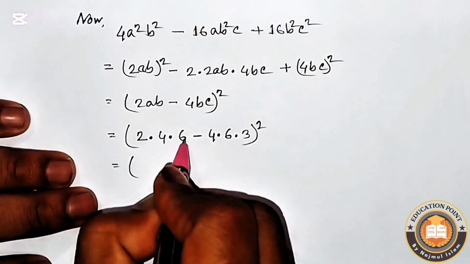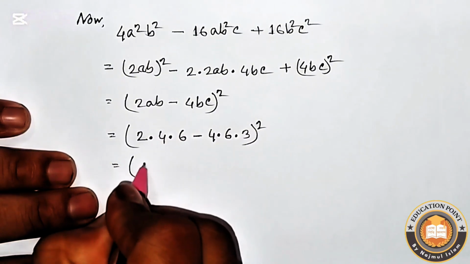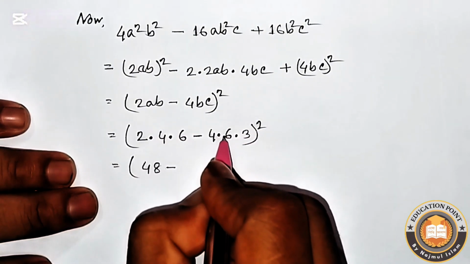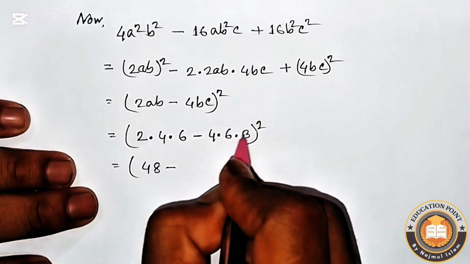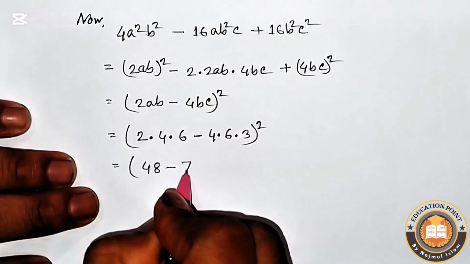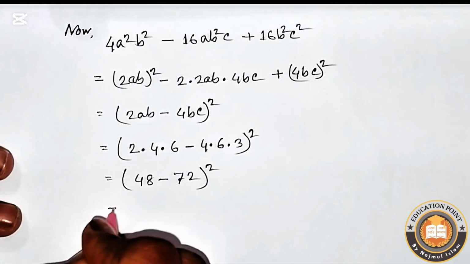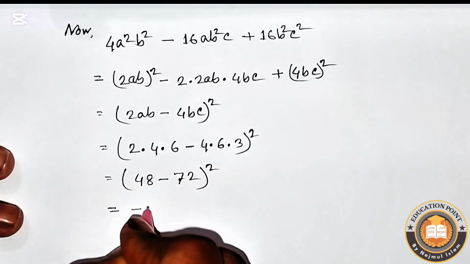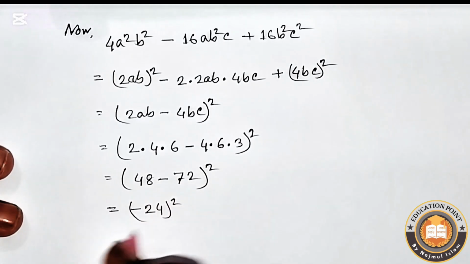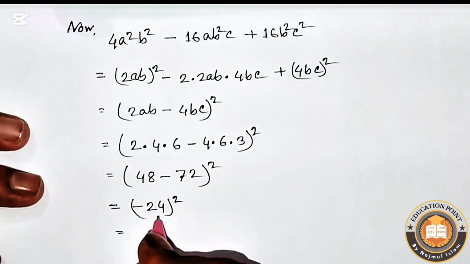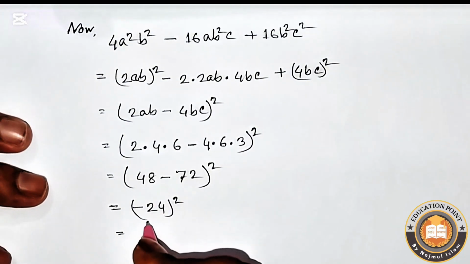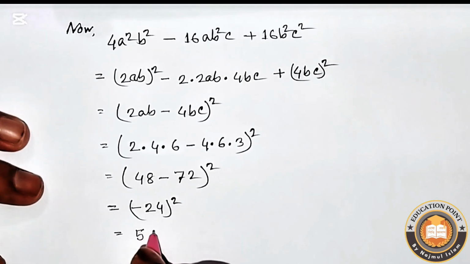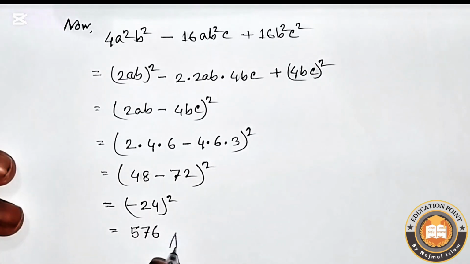Here multiplying the values: 2 times 4 is 8, 8 times 6 is 48, minus 4 times 6 is 24, 24 times 3 is 72, whole square. Subtracting 48 and 72 equals minus 24, whole square. Here the square of minus is plus, and the square of 24 is 576.